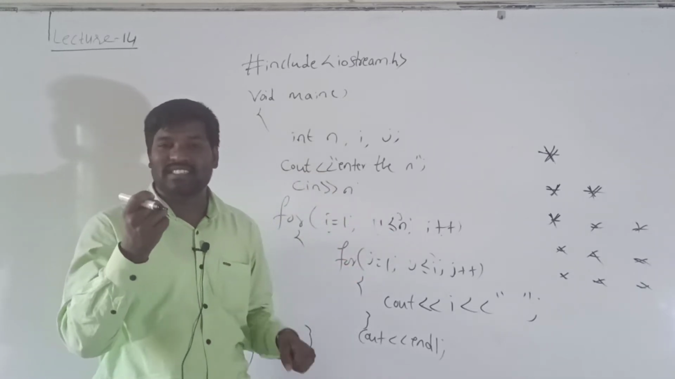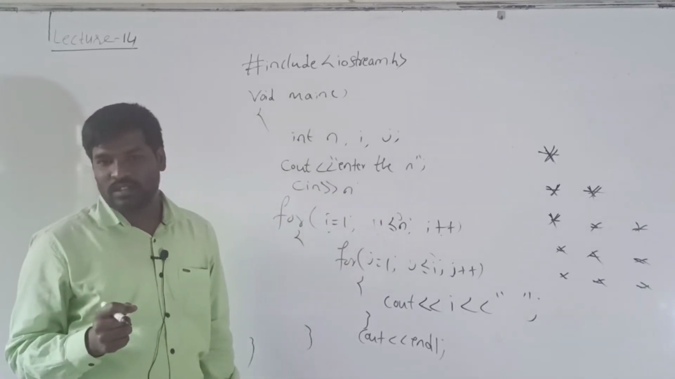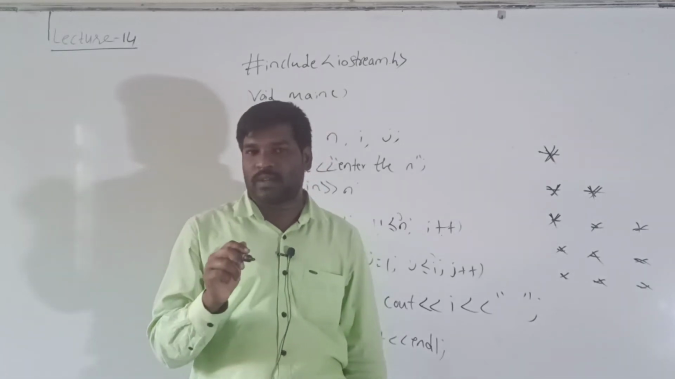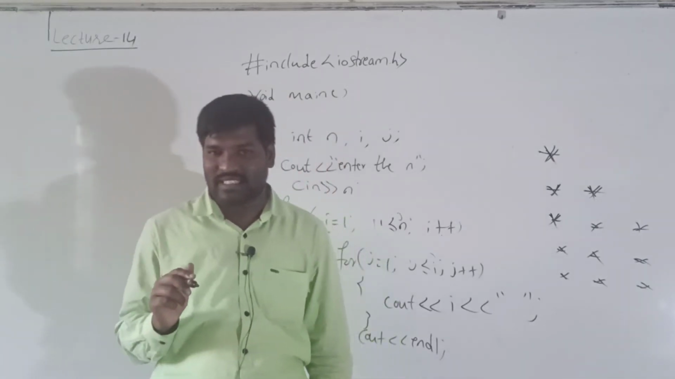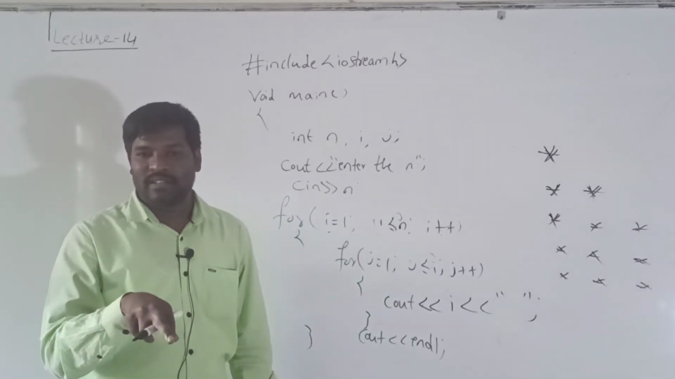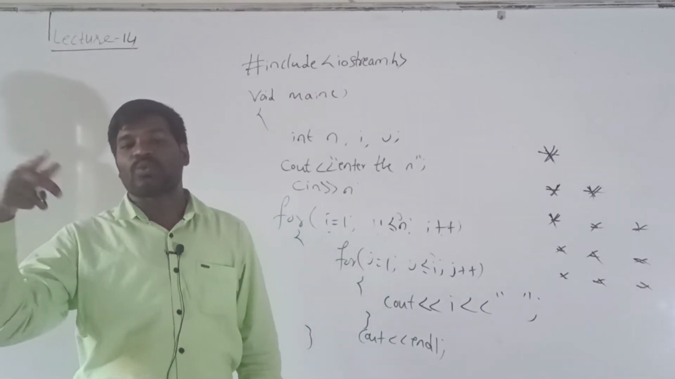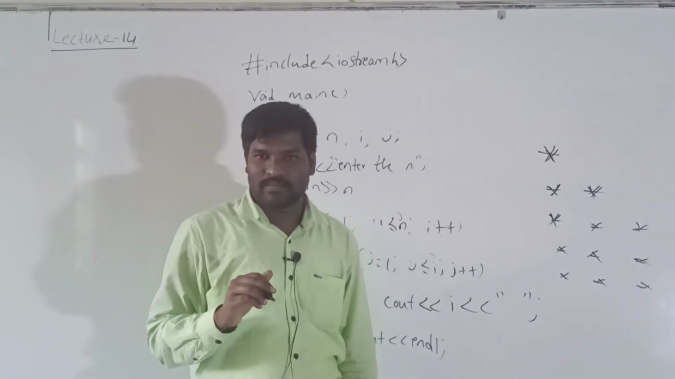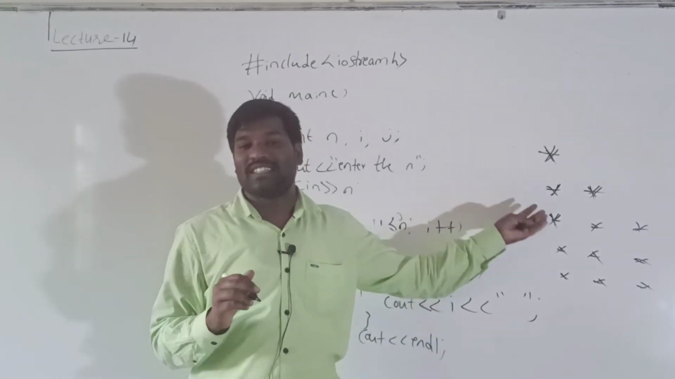Only we have to change the printing value. In the first pattern we have to print the j value because 1, 1 2, 1 2 3 is there. But in the second pattern we have to change j to i because 1 one time, 2 two times, 3 three times, like this. But here a symbol is there.